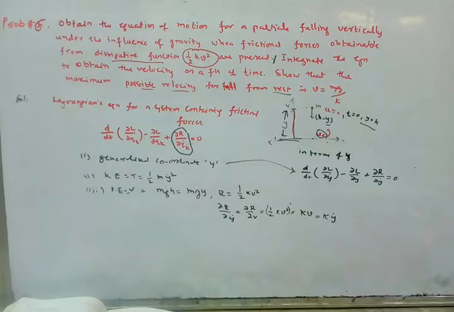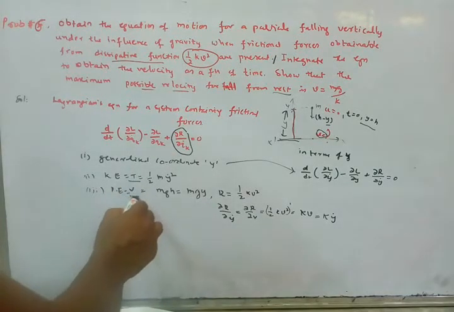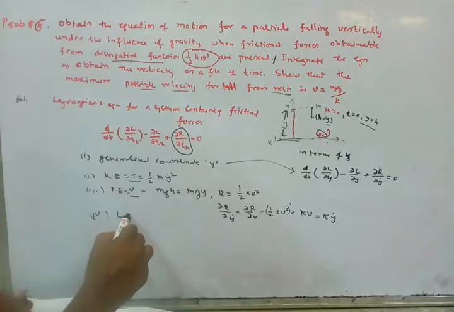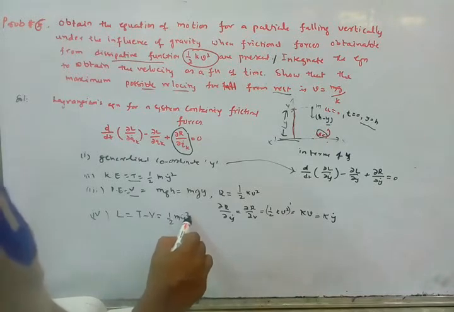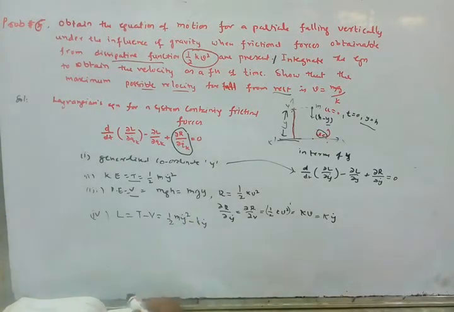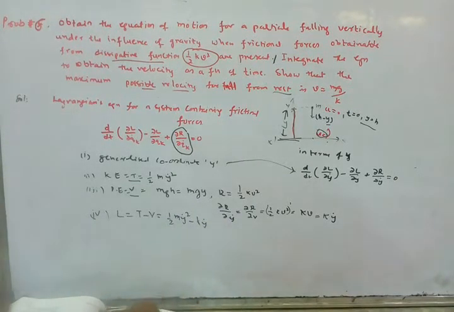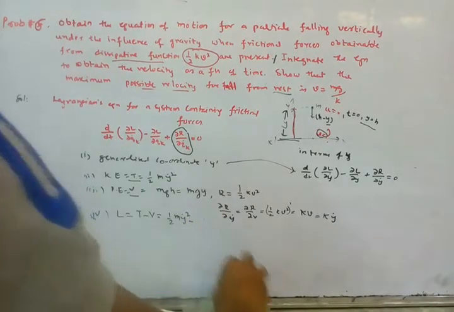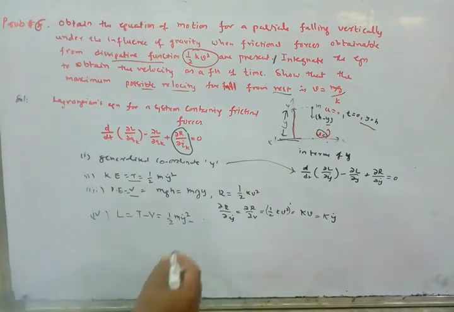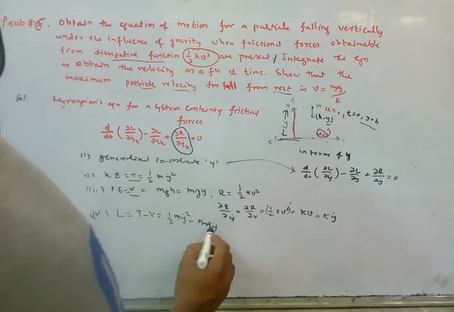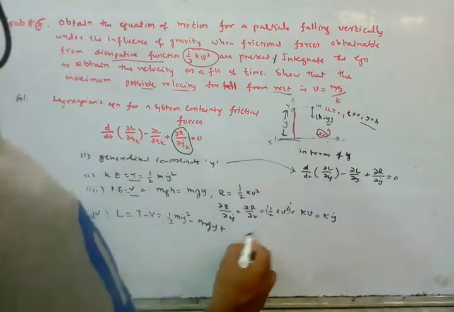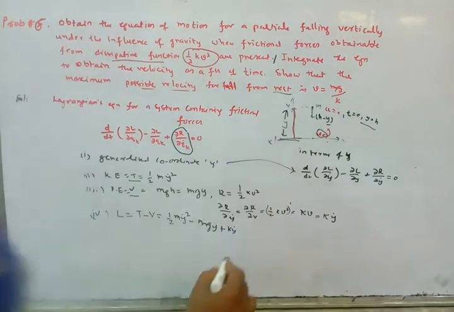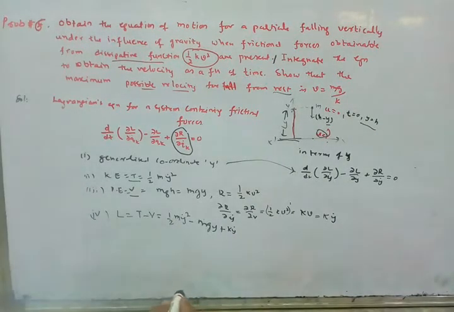Now we have the kinetic energy and the potential energy. The fourth step is the Lagrangian. The Lagrangian equals T minus V, that is half m y dot squared minus mgy. And dou R by dou y dot equals k y dot. This is the Lagrangian.